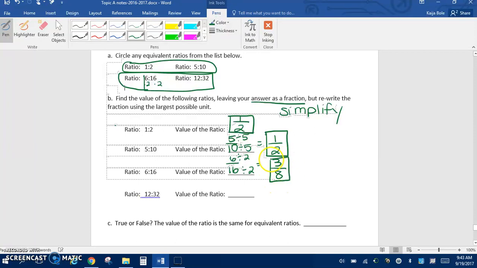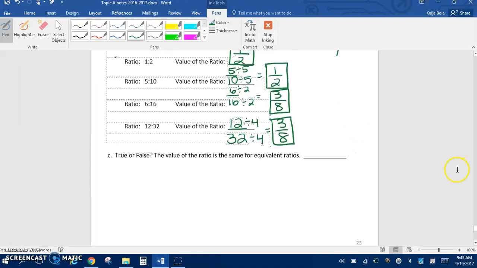We can't simplify anymore. Alright, and then the last one here, we have 12 to 32. So first we have to write it as a fraction. We have 12 over 32. And we can divide both of those numbers, if you think about it, by 4. So we're going to divide them both by 4. And that way we get 3 over 8, and that is the value of the ratio.